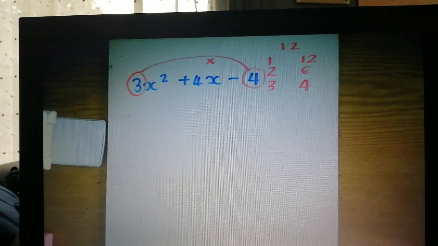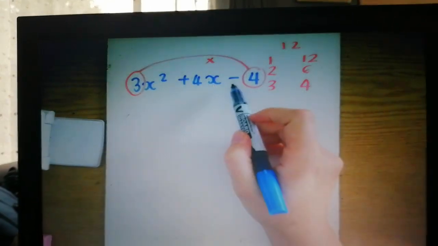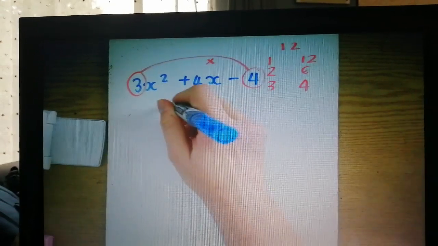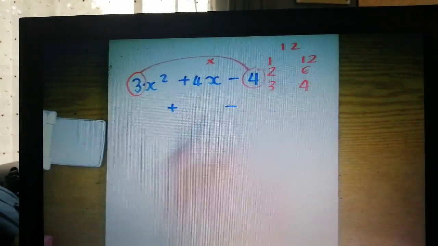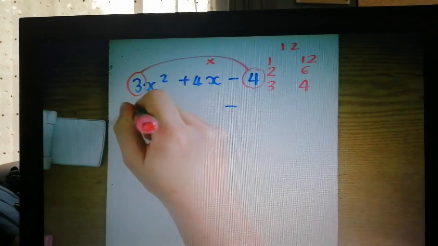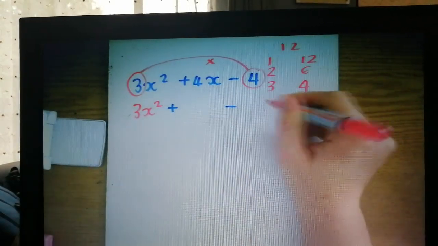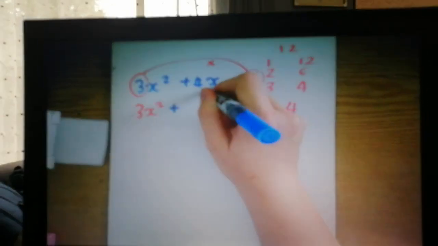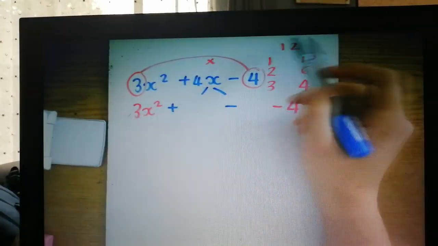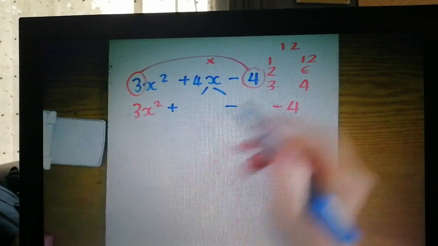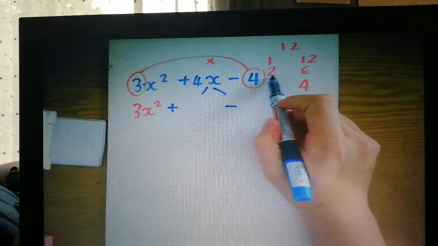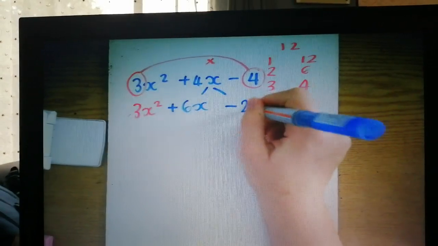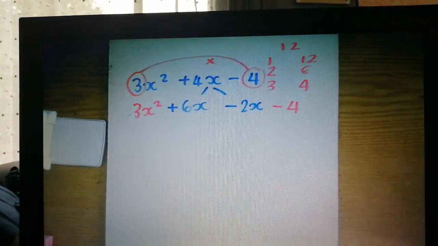Okay, let me quickly decide what signs. If this is a minus, what signs must I use? I must use different signs. So I have a plus and I have a minus. I bring down that 3x squared and I bring down that minus 4. They don't change. How am I going to break this 4x up using a plus and minus and these factor pairs? I'm going to say plus 6x minus 2x. And that gives me 4x.